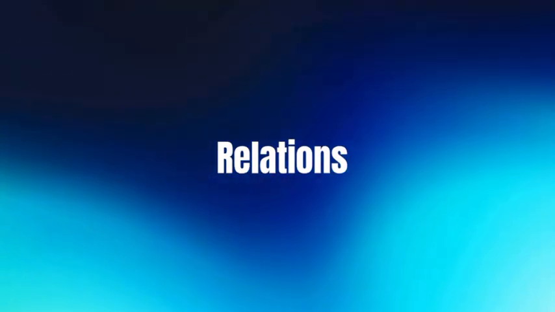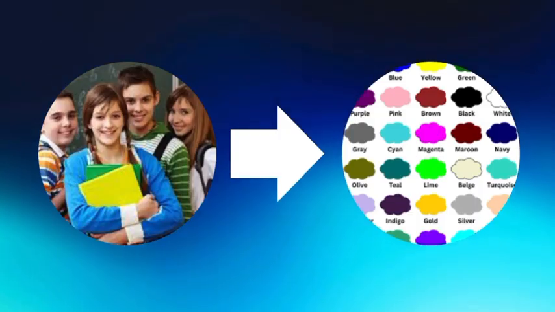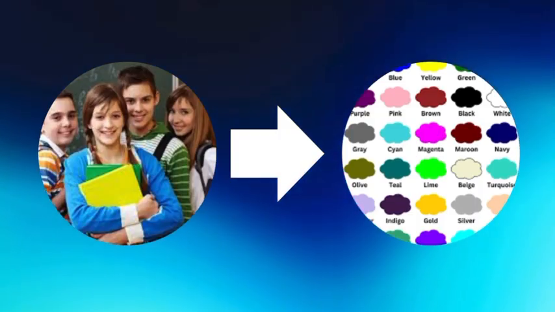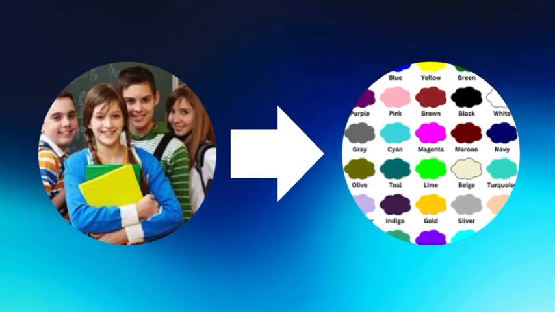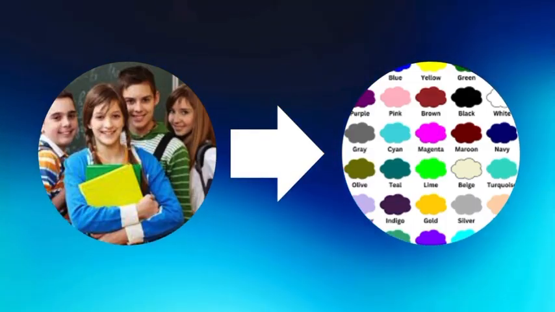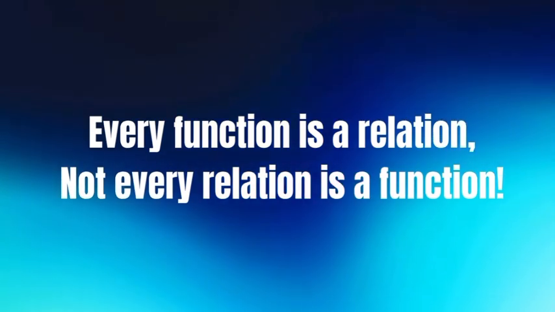For example, think about your friends and their favorite colors. You match one friend with a certain color or colors. This is a relation, and one input can have multiple outputs. But functions don't have exactly the same meaning as relations.